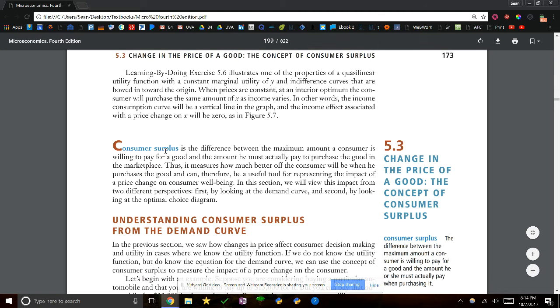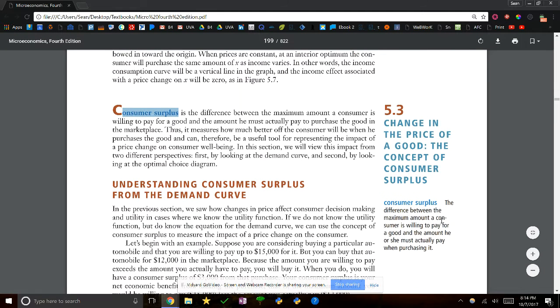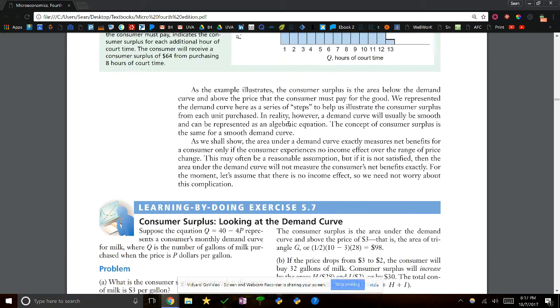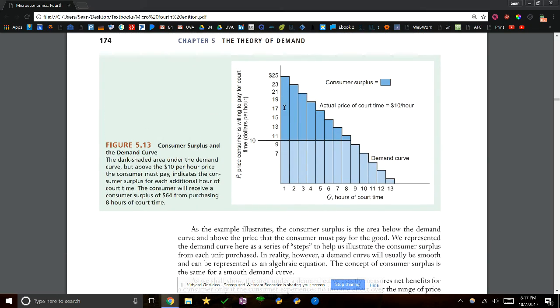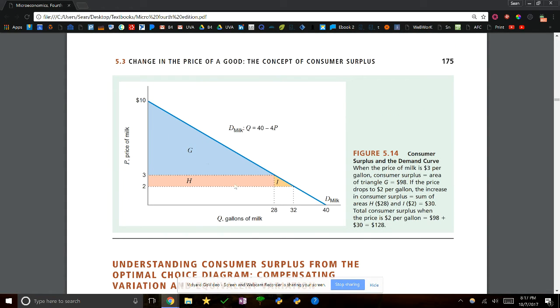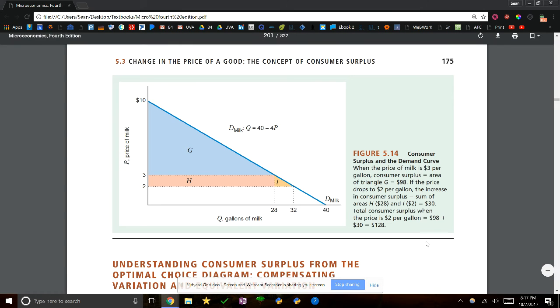All right, so next up we have the concept of consumer surplus. Remember, that's the difference between the maximum that you're willing to pay and how much you actually have to pay. Remember that consumer surplus is just the area underneath the curve. This is just adding up the different things there, but it's just going to be the area under the curve, and if we decrease the price, it's going to be the increase in it.